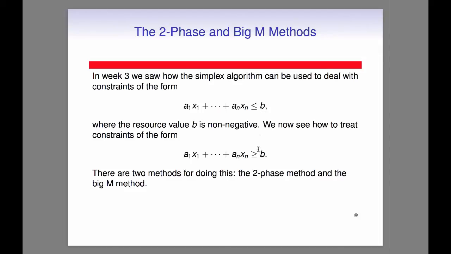Today we're going to look and see how we can treat the case where some of the inequalities might be greater than or equal to non-negative resource value B. And this is slightly different. There are two methods. They're very, very closely related, but distinct methods. One's called the two-phase method and the other is called the big M method.